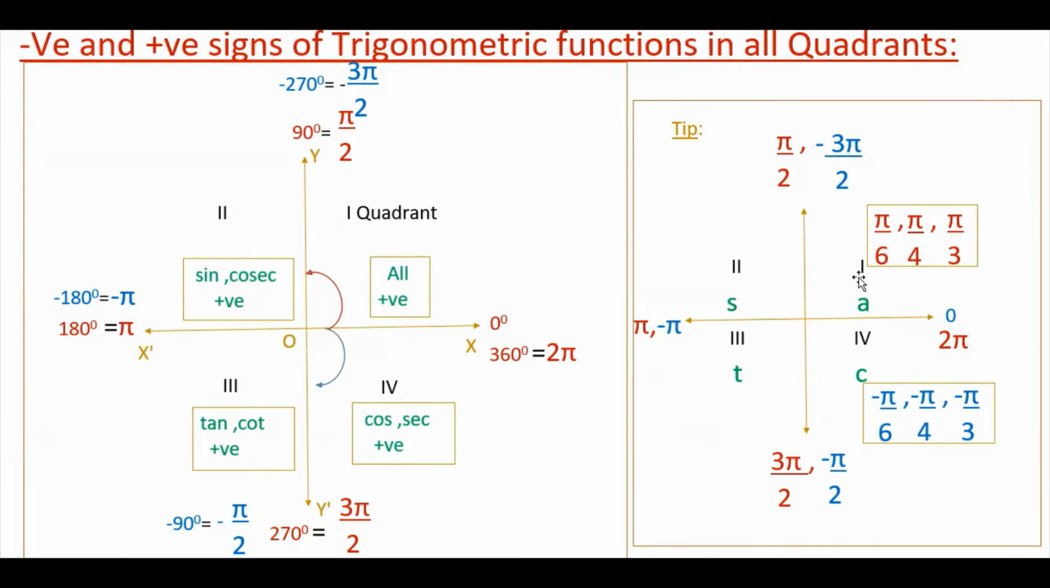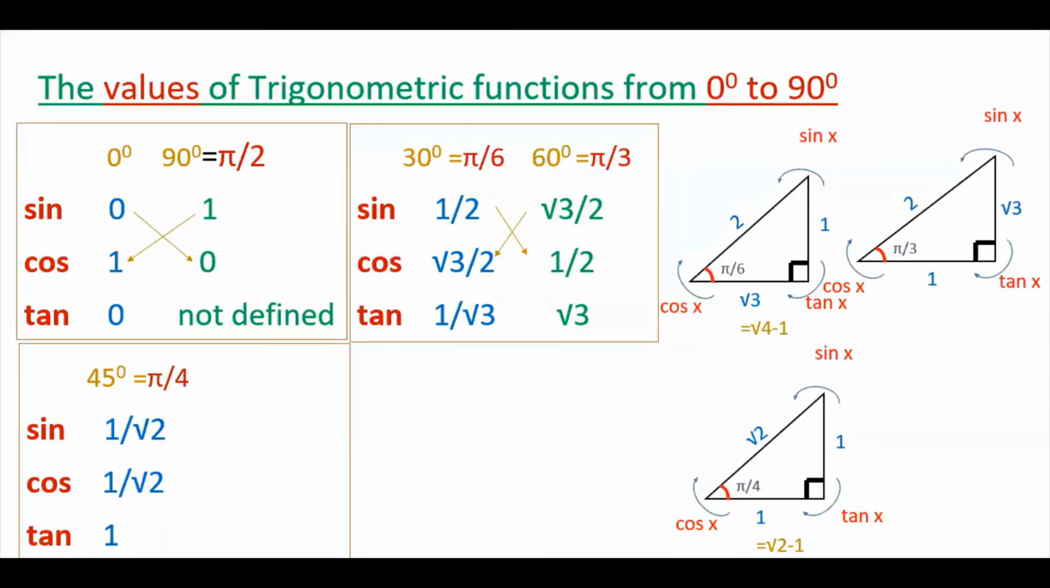All these values will come in the first quadrant, that means 0 to pi by 2. So if you remember, pi by 6, pi by 4, pi by 3 values are in the first quadrant, so you can apply that all are positive only. And if you put a negative sign for these values, that means minus pi by 6, minus pi by 4, minus pi by 3, these values will come in the fourth quadrant. So you have to apply that cos and secant are positive, remaining all are negative. Just remember these two cases only, the first quadrant and the fourth quadrant.